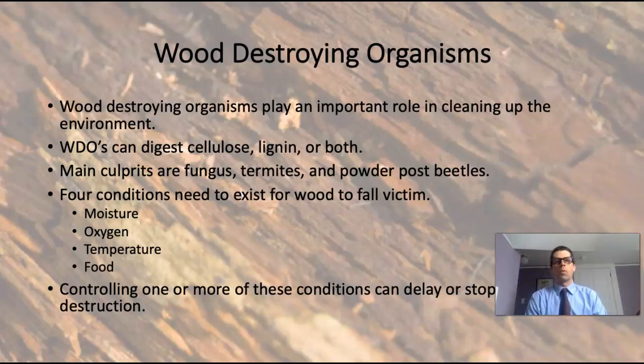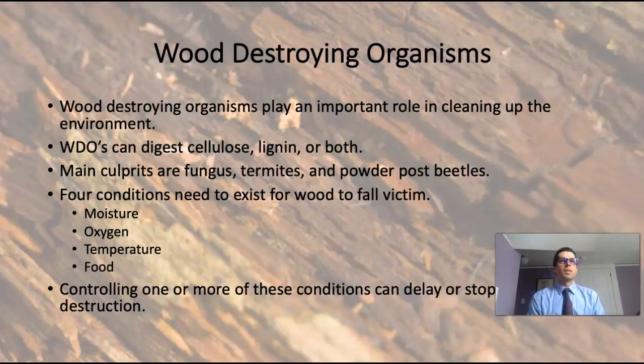So the first thing I want to point out is that all of these wood-destroying organisms we're going to talk about do serve a purpose. They play an important role in the environment. They clean up wood. If we didn't have termites and powder post beetles and fungus removing all of the cellulose material that piles up, we would be drowning in cellulose material, or there'd be gigantic fires every now and then. All of these wood-destroying organisms can digest cellulose and/or lignin. Without getting too specific, they're the components that make up the cellular structure of wood material. So fungus, termites, powder post beetles, that's what we'll be focusing on today.